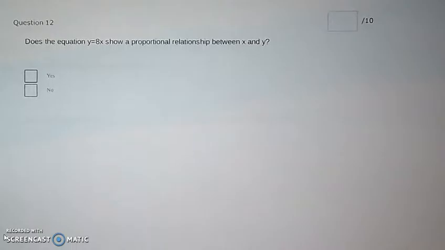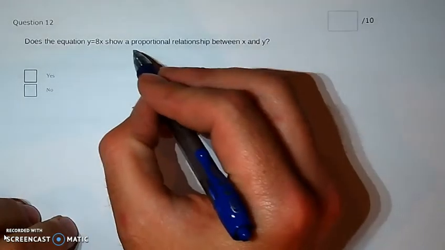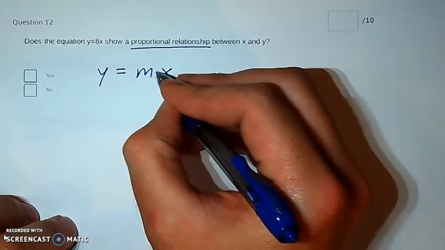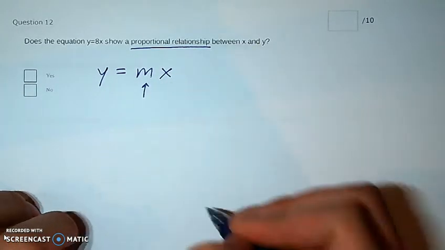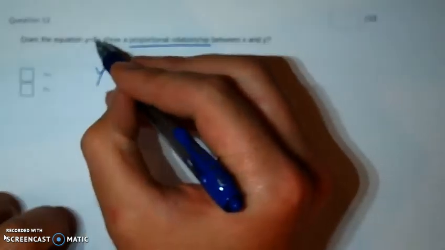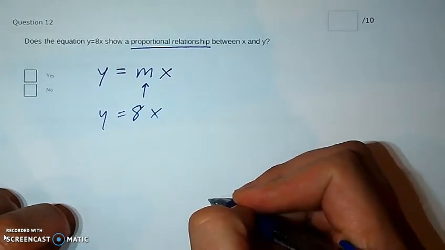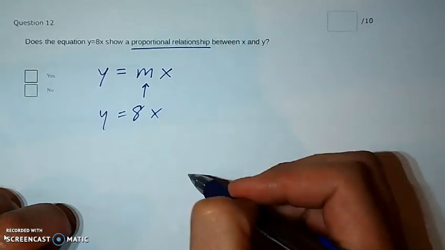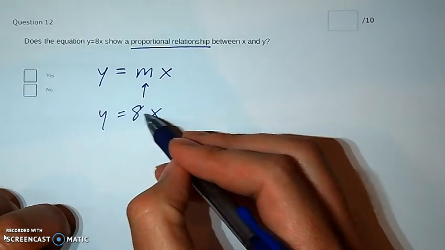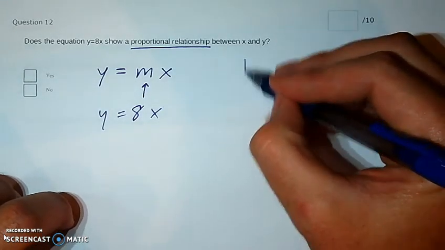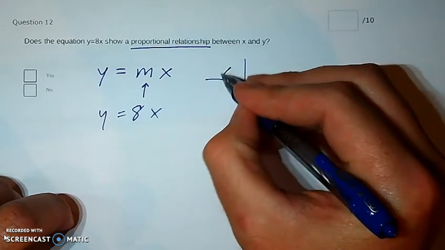Question 12. Does this equation y equals 8x show a proportional relationship between x and y? Any proportional relationship essentially means that y is a constant multiple of x, where m is the unit rate. It's the constant of proportionality. And right now they're saying that 8 is m, so y equals 8x. So we want to know, is y a constant multiple of x? Well, yeah, it is. It's 8 times what x is, right? And if you want to double check that, if you want to know if it's a proportional relationship, it's going to have to be a straight line, and it's also going to have to go through the origin.